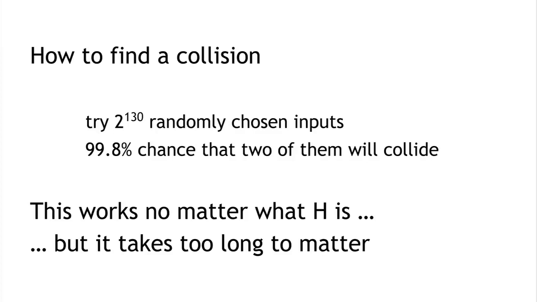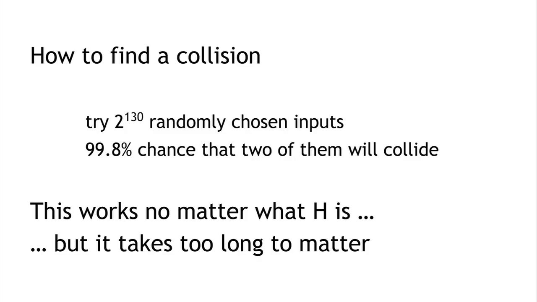But this doesn't really matter. And the reason it doesn't really matter is that this procedure takes 2 to the 130 steps in order to get to that high probability. So we can say something like this: if every computer ever made by humanity was computing since the beginning of the entire universe up to now, the odds that they would have found a collision is still infinitesimally small. So small that it's way less than the odds that the Earth will be destroyed by a giant meteor in the next 2 seconds, which didn't happen. Okay, so we know how to find a collision, but this method takes too long to matter.